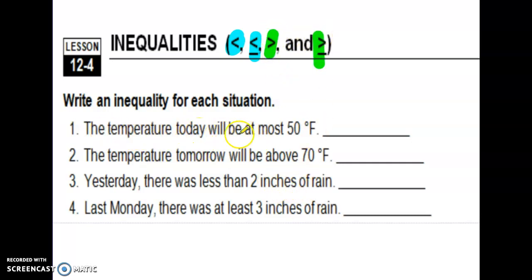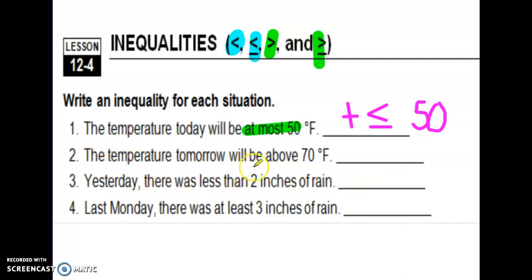So the temperature today will be at most 50, which means 50 is the biggest number it can be. It can be 49, 48, whatever the case is going to be. So our temperature is going to be less than 50. Okay, it could also be equal to 50, so that would be our first one.